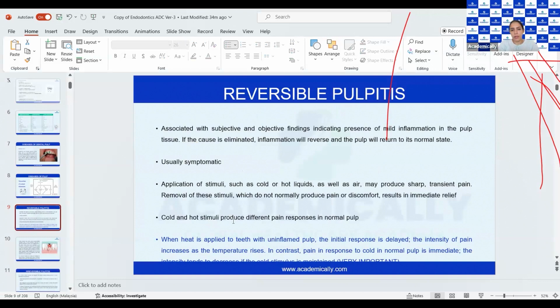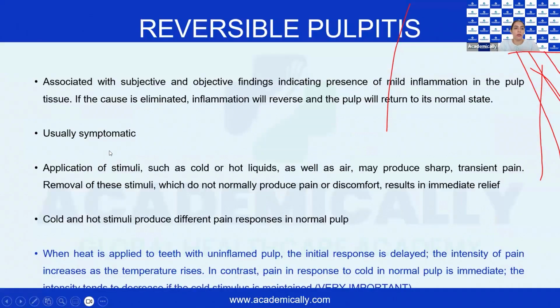Application of stimuli such as cold, hot or liquids may produce sharp transient pain. Removal of the stimuli, which do not normally produce pain or discomfort, results in immediate relief. So the pain mechanism: asymptomatic means at rest. When the patient is sitting, it is not giving sudden pain. Only when the patient drinks a glass of water, juice, or has a sweet bite, then it suddenly gives pain.